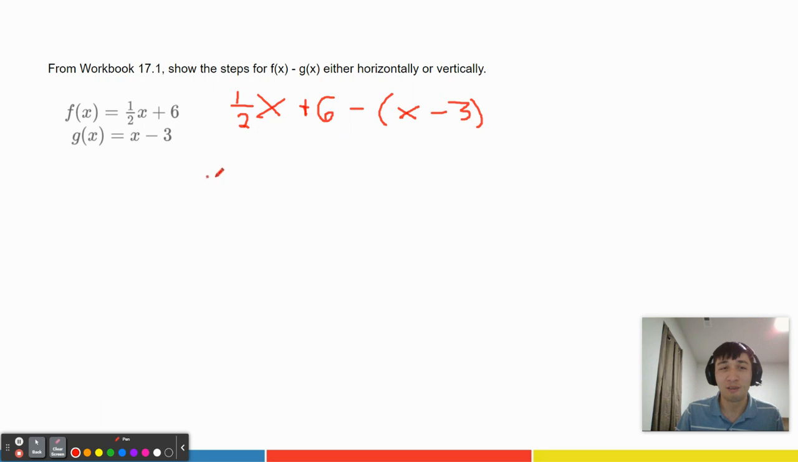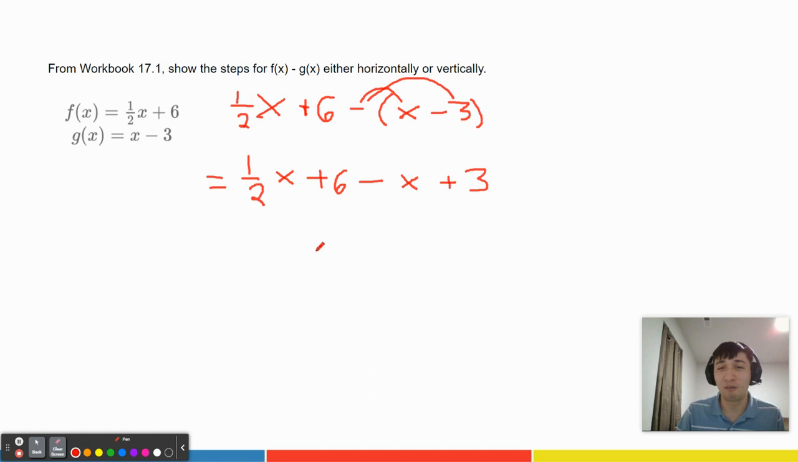And then in the next line, well, the first part doesn't change. It's still a half x plus 6. But now this negative has to get distributed in, also known as changing the signs of these. So we're going to have negative x plus 3.